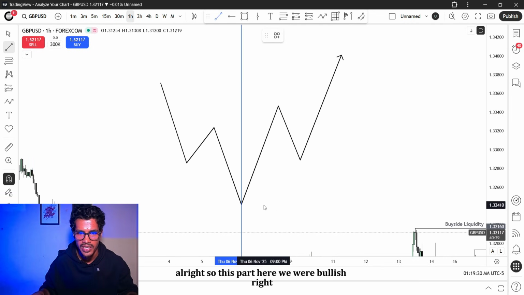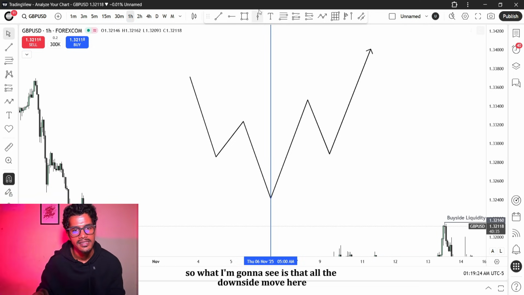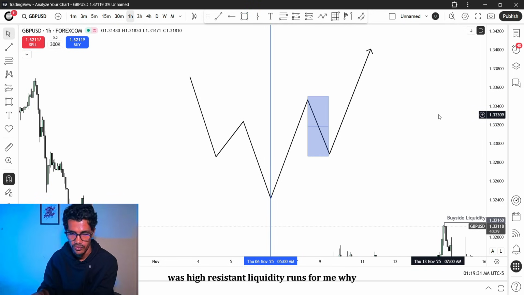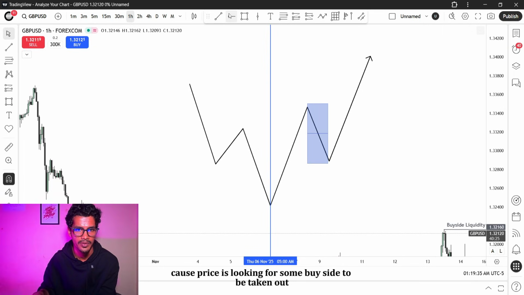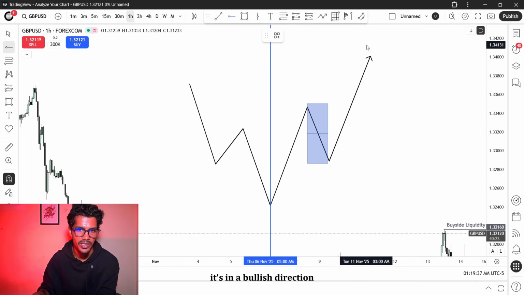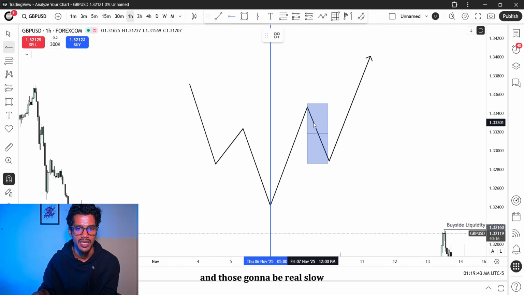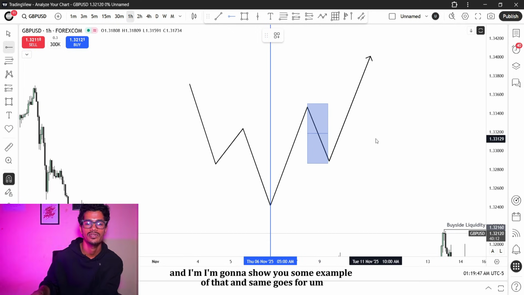So this part here we were bullish, right? So what I'm going to see is that all the downside move here was high risk on liquidity runs for me. Why? Because price is looking for some buy side to be taken out. It's in a bullish direction. So all those bearish movements are going to be manipulation for traders, and those are going to be real slow. And I'm going to show you some examples of that.